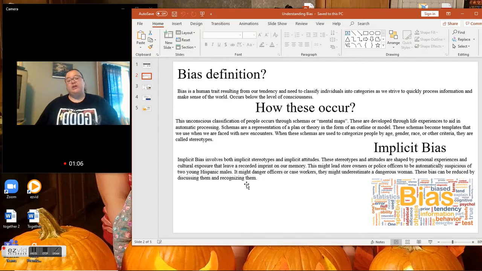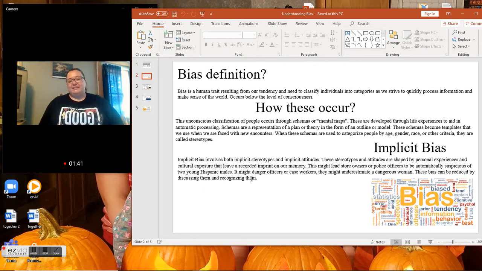So, implicit bias. Implicit bias involves both implicit stereotypes and implicit attitudes. These stereotypes and attitudes are shaped by personal experience and cultural exposure that leaves a recorded imprint on our memory. This might lead store owners and police officers to be automatically suspicious of two young Hispanic males. It also might endanger officers or caseworkers. They might underestimate a dangerous woman. These biases can be reduced by discussing them and recognizing them.